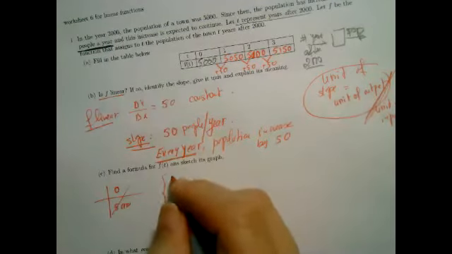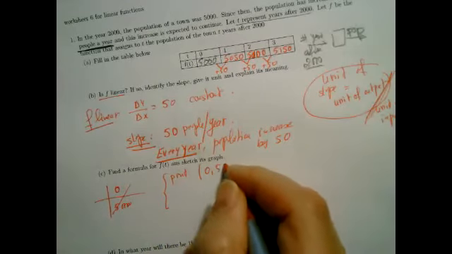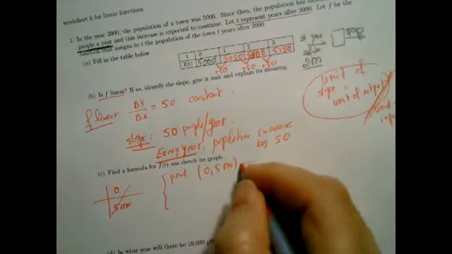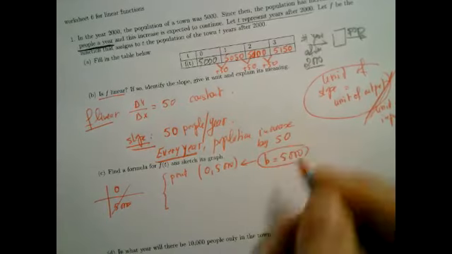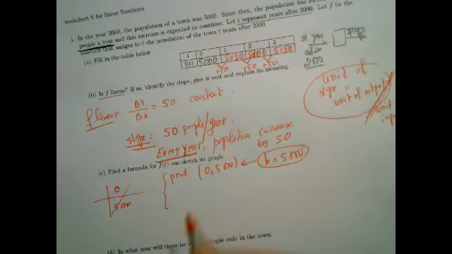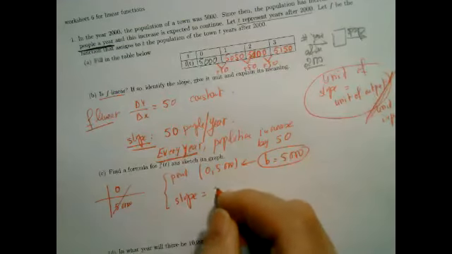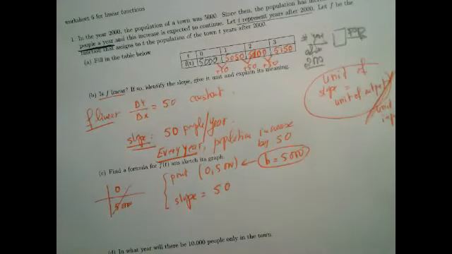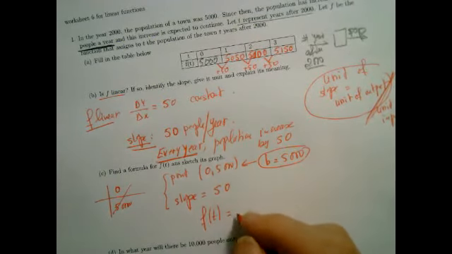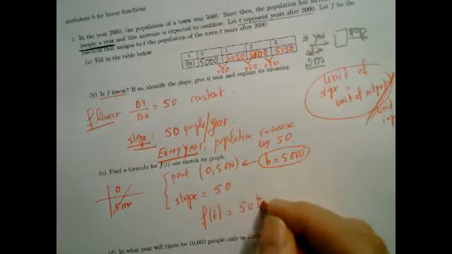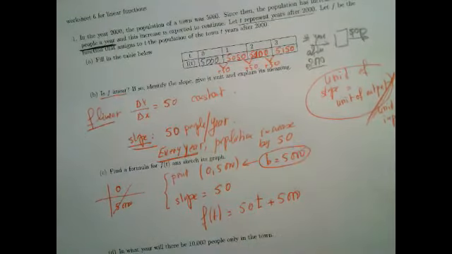Kaylee is giving me the point. Actually, we have the intercept here. It's (0, 5,000). That's the b, the intercept. It means b here is 5,000. That's what we're starting with. And the slope is 50. It makes a lot of sense. So what's the formula here? It's 50t plus 5,000. That's really the formula.